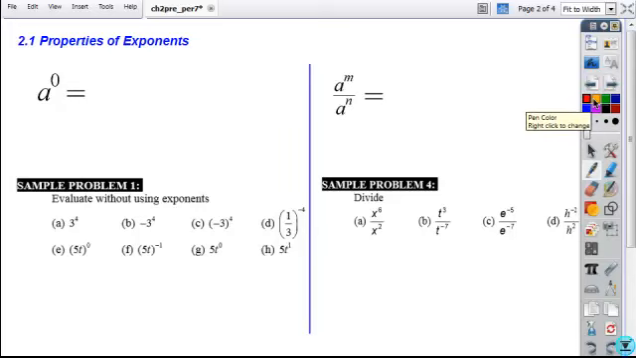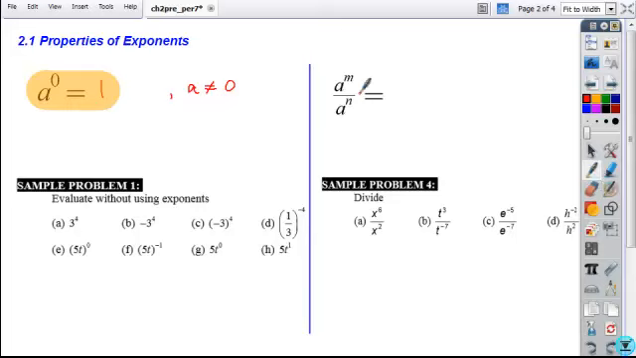Okay, first is any base taken to a power of 0. It's always going to have a value of 1. The only exception is that a cannot equal 0 to start with. Any non-zero base taken to a power of 0 always has a value of 1.